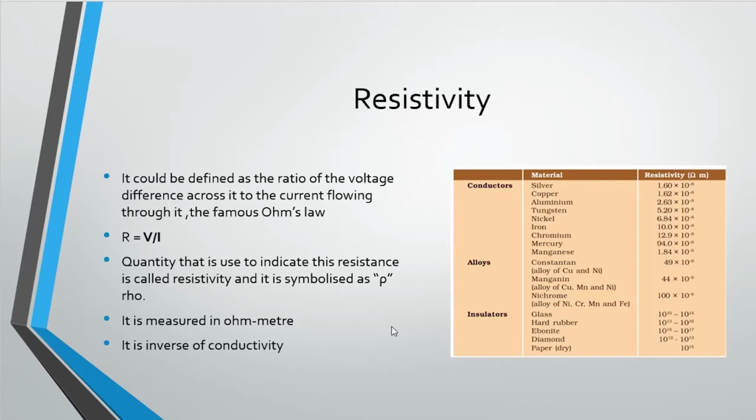But there is some issue with taking resistance as a parameter to measure. So, what are those? As we know, resistance R is equal to rho L by A, which implies resistance is directly proportional to length and inversely proportional to area. So, for example, if we increase the length of the material, its resistance would also increase proportionally.